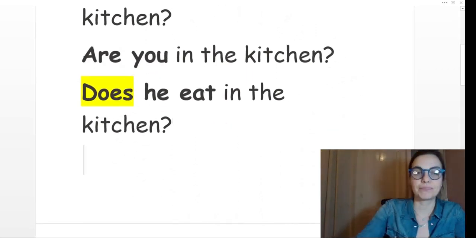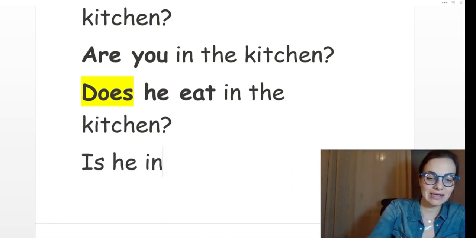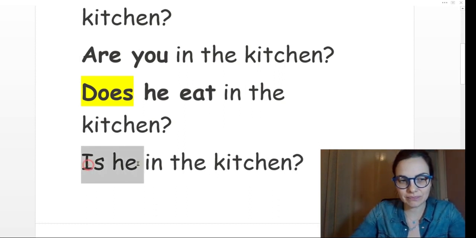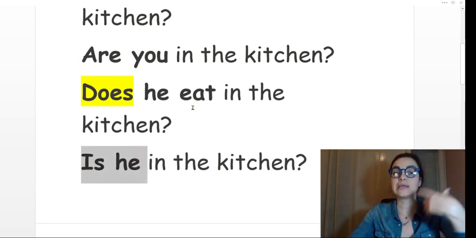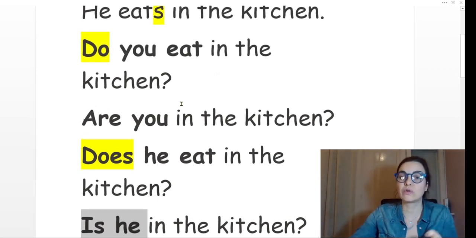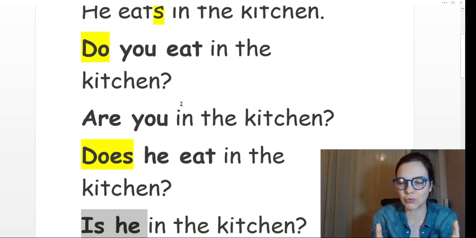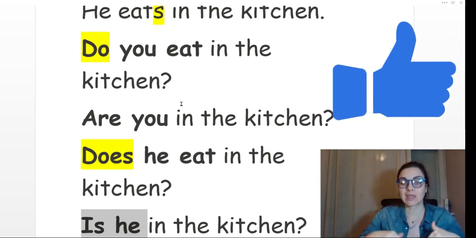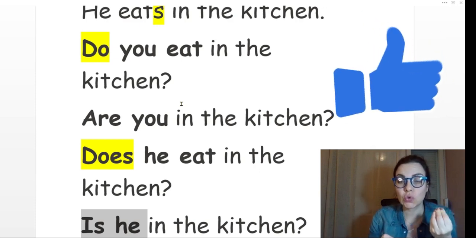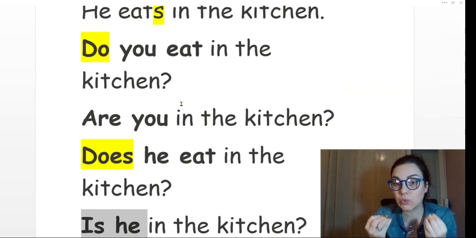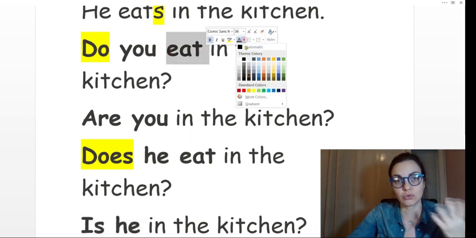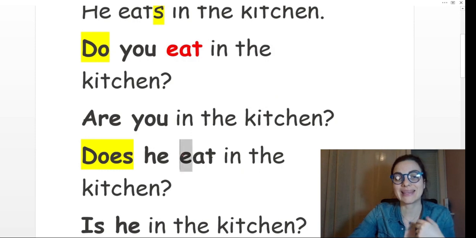What about him? Is he in the kitchen? Does he eat in the kitchen? So do you hear, do you see the difference between do you, are you? Does he, is he? When we use do or does, we need a verb. Do you eat? Do you do something? Do you eat? Does he eat?